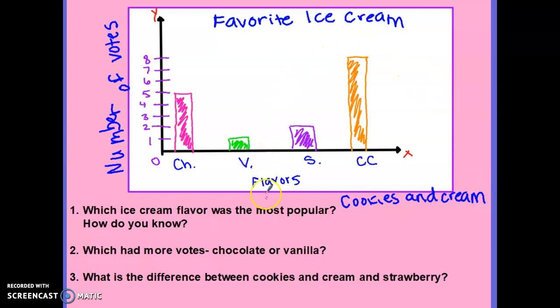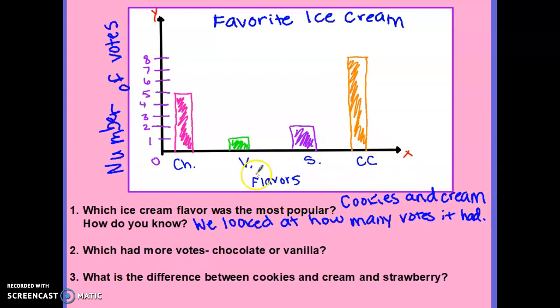Okay. Another way that we could tell that it is the most popular was we compared the numbers. So how do you know? We looked at how many votes it had, but there's also another way to tell which is the most popular, and this one may even be easier.